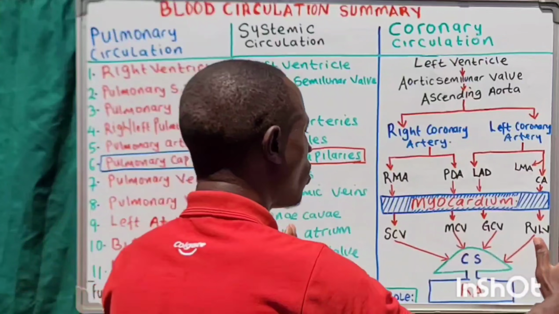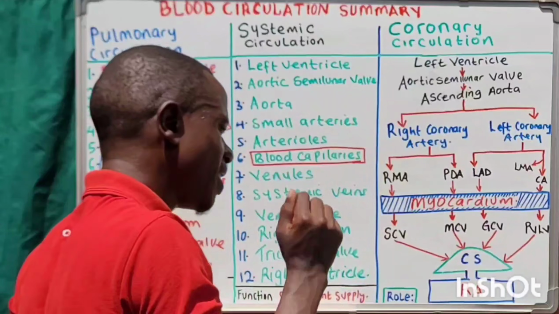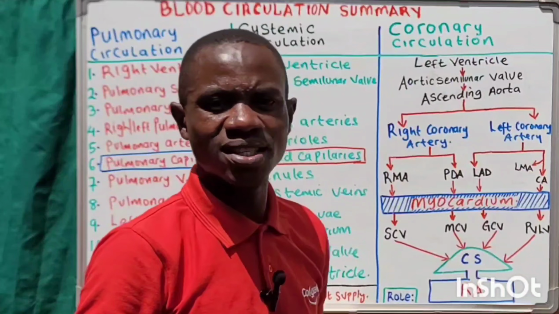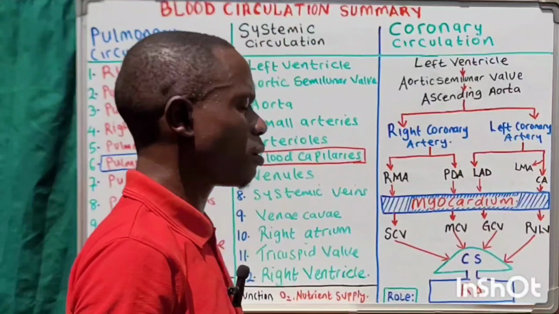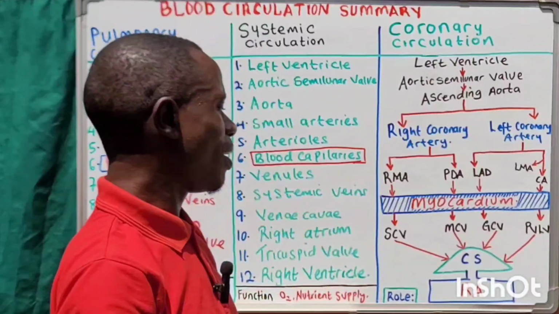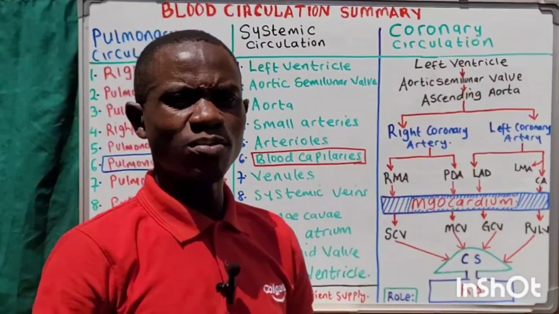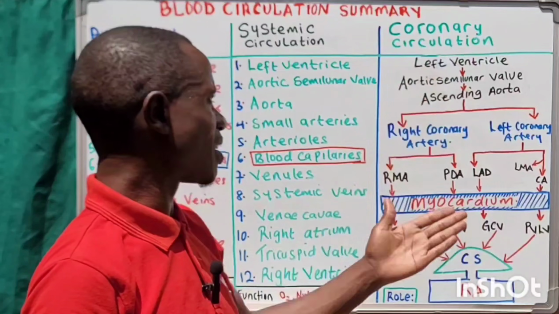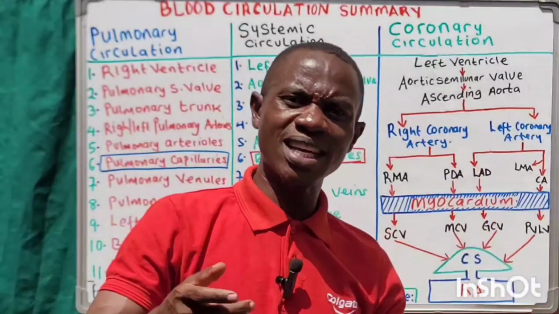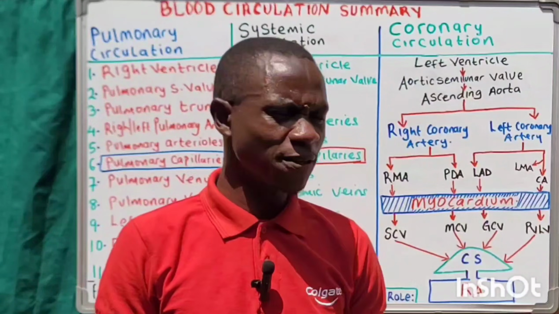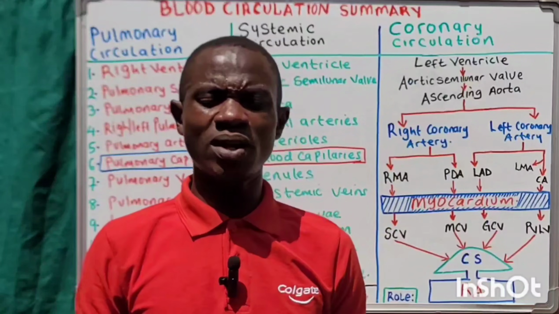Eventually, all of these veins will come together and pour into a specific vessel which we call the coronary sinus. This coronary sinus pours all this blood into the right atrium. Once the blood reaches the right atrium, past all this myocardium, that marks the end of the coronary circulation. The significance of the coronary circulation is to feed oxygen-rich, nutrient-rich blood to the entire myocardium. So that briefly covers the summary of pulmonary circulation, systemic circulation, and coronary circulation.